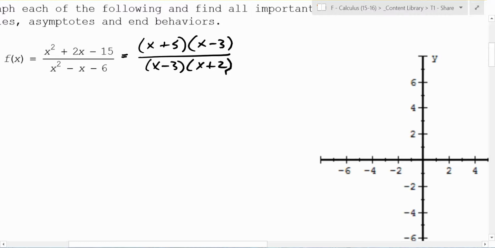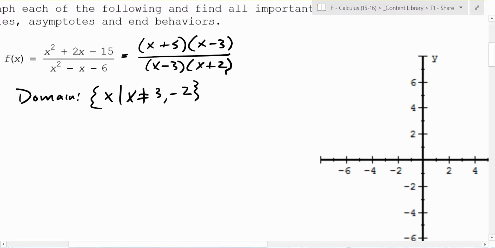So what do we find next? Careful, what do we find next? Domain. No, don't cancel yet. Domain. Can someone who hasn't spoken yet tell me what the domain is? It's x such that x can't be what 2 numbers? 3 and negative 2.